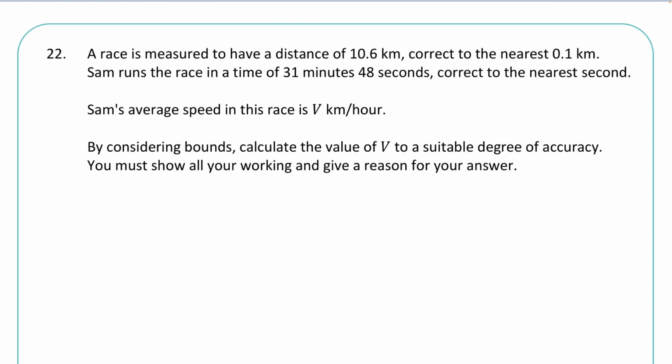Now first things first is to look at the numbers in the question and write down our error intervals. So our 10.6 is correct to the nearest 0.1. So that is going to be, and we can label this as the distance with our error interval, and that'll be 10.65 and 10.55. And that is our distance error interval.